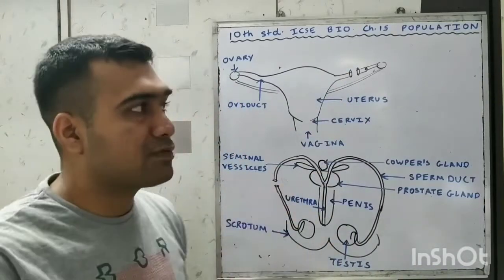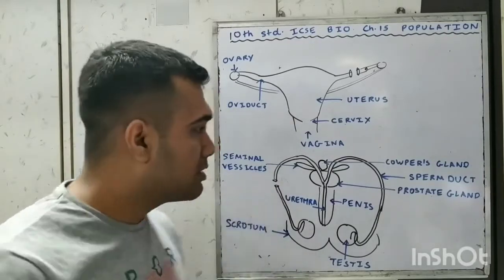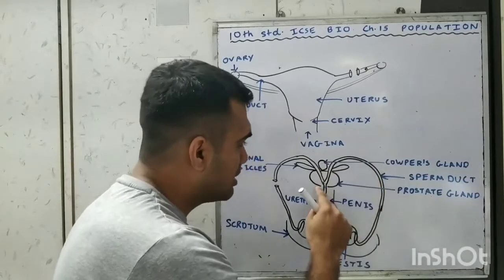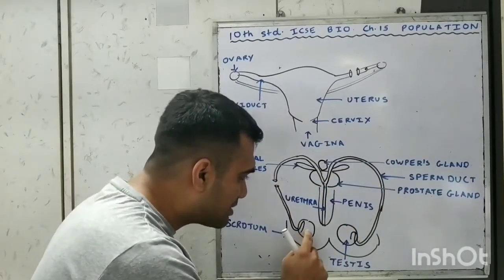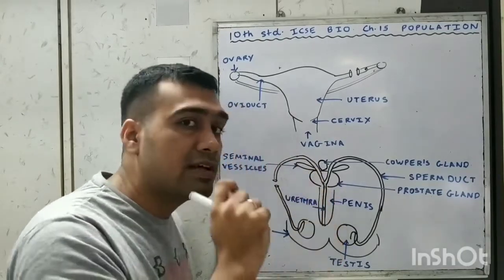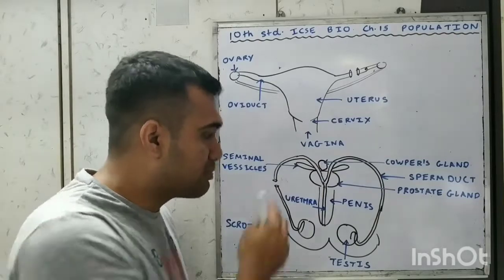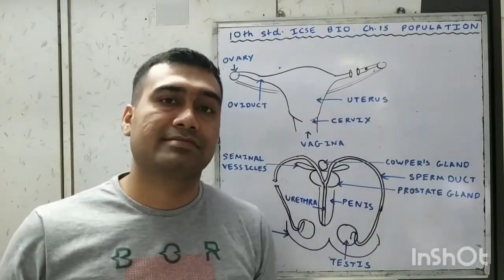The counterpart of this method in males is called vasectomy. Here, the vas deferens or the sperm duct is cut and ligated so that the sperms produced in the testis cannot become a part of the semen coming out of the penis during sexual intercourse. So the sperms can never fertilize the egg cell and fertilization won't happen.